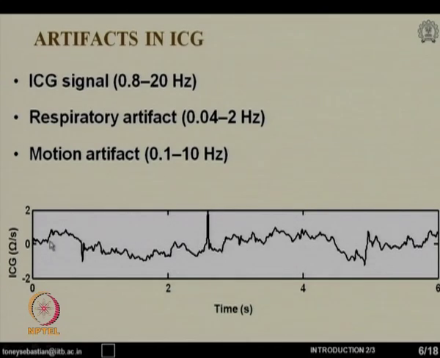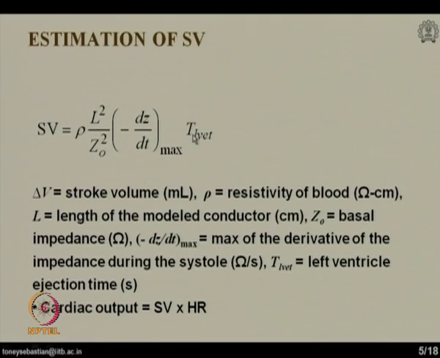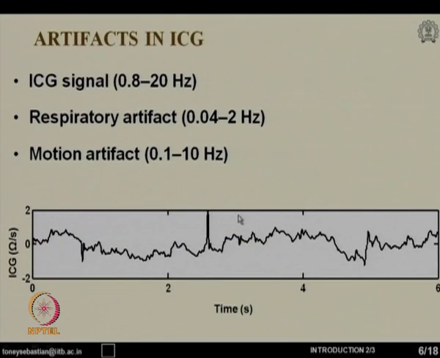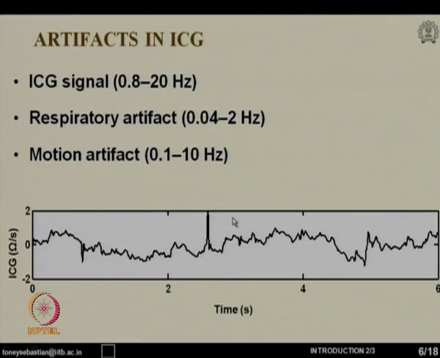Now, what is the disadvantage of these artifacts? When we are finding dz by dt max, these peaks will come into the picture and introduce severe errors, because the formula uses dz by dt max, and this will introduce severe errors in calculating stroke volume. Also, the baseline drift introduces errors in dz by dt max and in the TLVET calculation. So it is very important to suppress these artifacts for the proper estimation of stroke volume and other cardiovascular indices.